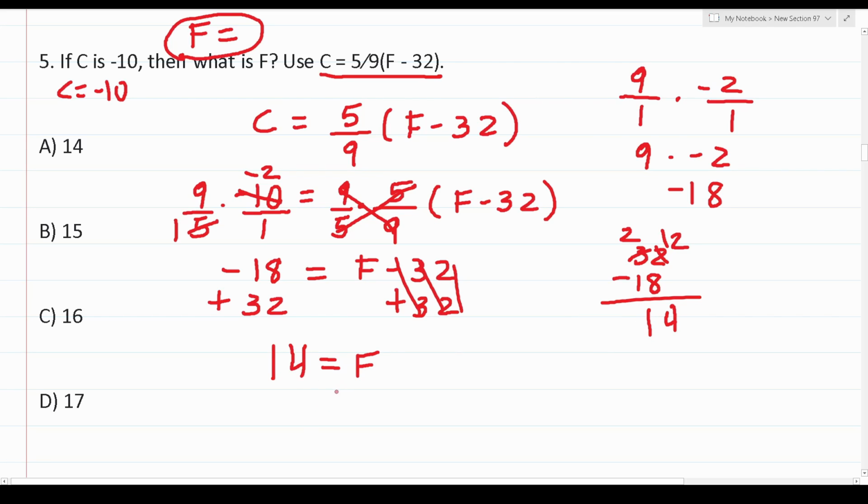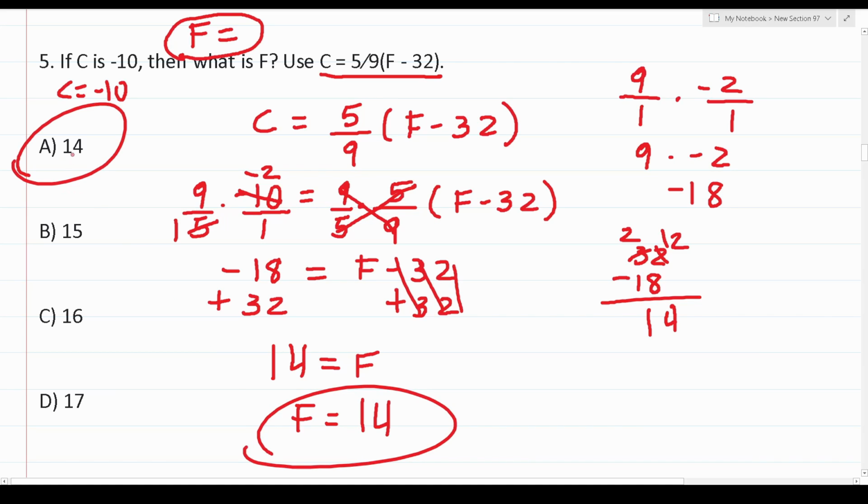In math, it's customary to write the variable for which you solved on the left. So this becomes F equals 14. All right, so the answer to this one is A, F equals 14.